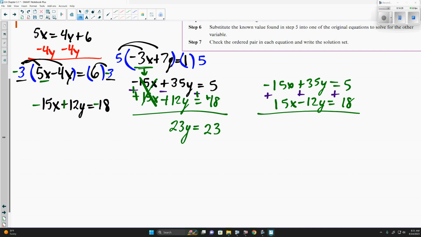If we do the same thing over here, negative 15 plus 15, these will cancel still. 35 plus negative 12 is 23y. And 5 plus 18 is 23. So we end up getting to the same place. And sometimes I find it easier to just get the number to be the same and not focus so much on the sign. And then we can finish this out by dividing both sides by 23, telling us y is 1.